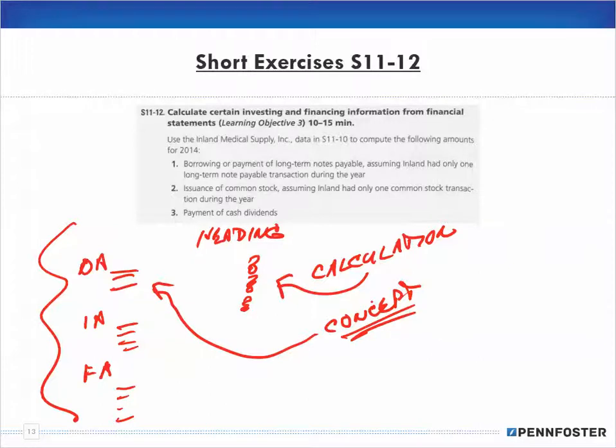And if you looked at 11-10, we looked at collections from customers and payments for inventory, where again, it's not just a simple pick a number on a financial statement or subtract 2 numbers on a financial statement, because the financial statements and the concepts are interrelated, and you have to understand the totality of the concept and apply it to the situation at hand.